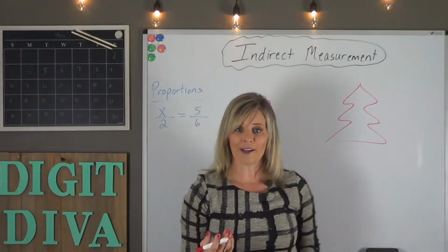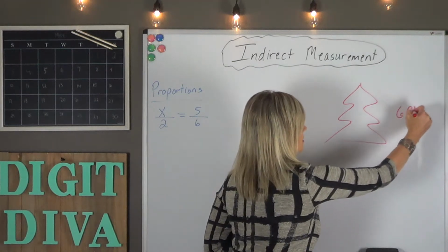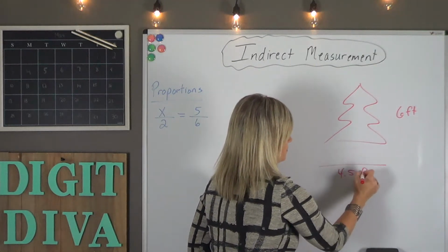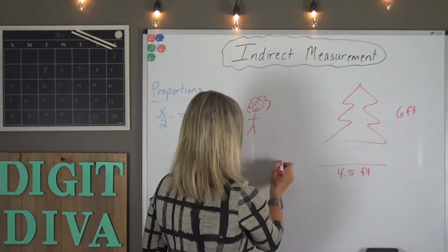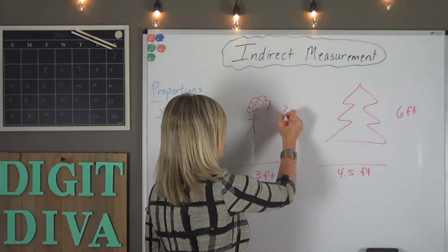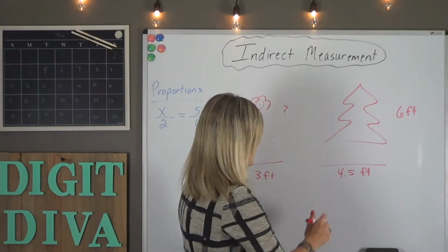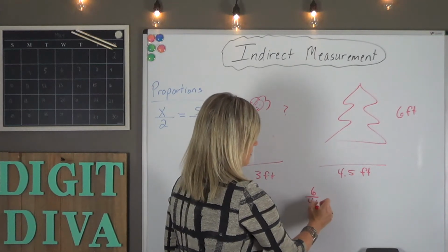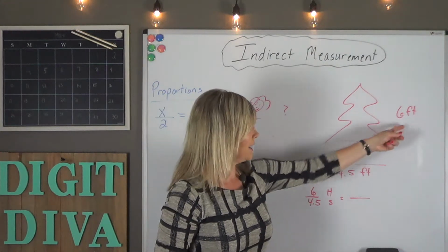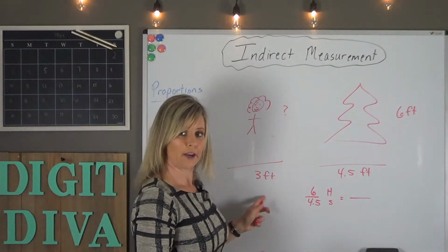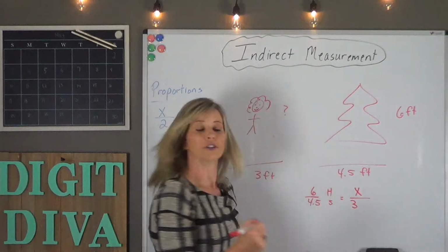So I'm going to go back to the problem and label my picture. A tree is 6 feet tall and its shadow is 4.5 feet. Okay, and then it also tells us that the girl's shadow is 3 feet. And it wants to know how tall is the girl. So I'm going to set up my proportion and say 6 is to 4.5. Again, height is to shadow. I use the two numbers from the tree. Height is to shadow as height is to shadow. I don't know her height, so I'm going to put an X, but her shadow is 3 feet.